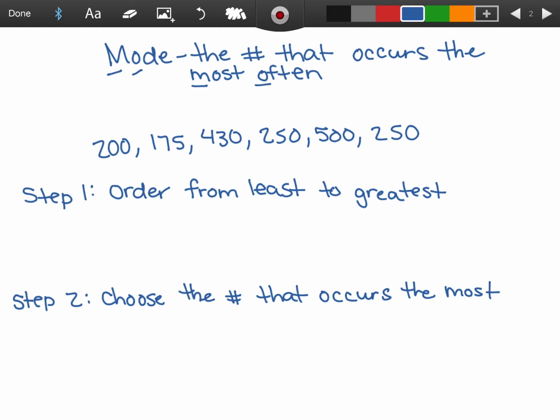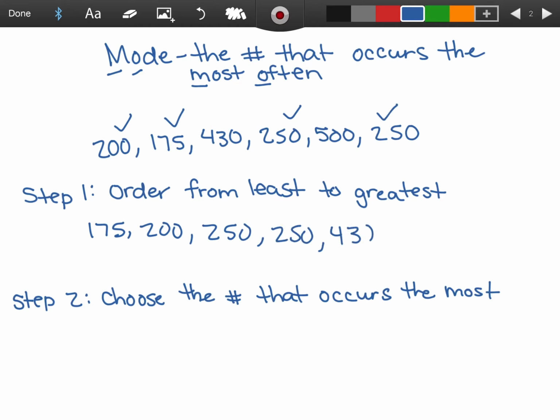So let's see, I've got 175, 200, 250, and that occurs twice, 430, and 500. And your second step is you're just going to choose the number that occurs the most. And the reason we order this from least to greatest is just because it's easier to see when you have a number that occurs more than once. They'll be right beside each other.